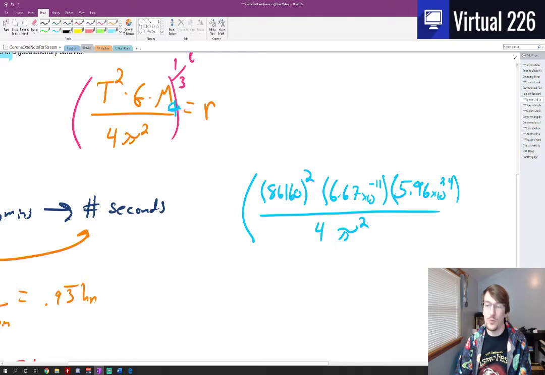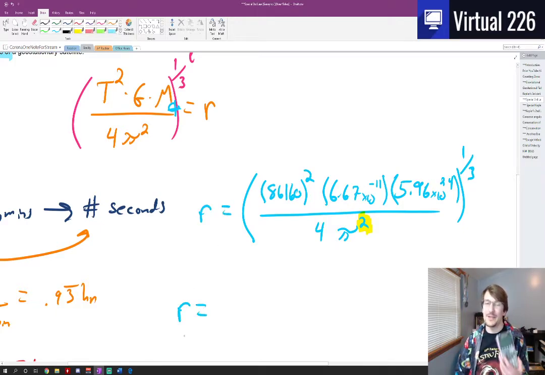There's a pi squared. Don't forget the square on that. I forget that square so often and it drives me nuts. I'm like, why is my answer off by about 3 times? And then this is all to the cube root or the 1/3 power. And remember, this all equals the orbital radius.